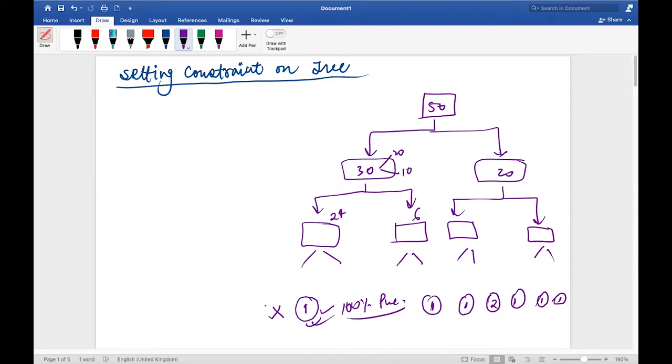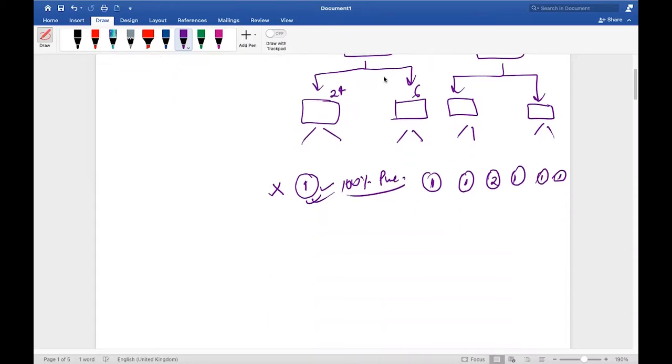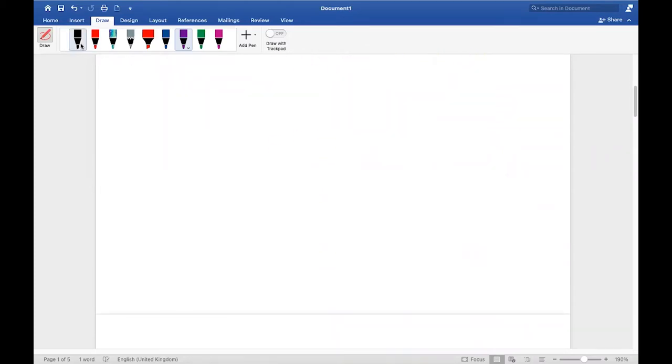There are multiple reasons. One reason I just told. Another reason is this can become very complex, and that is the reason we set constraints on our tree. What are those constraints? We are going to see them one by one. There can be multiple, and that is what we also call hyperparameter tuning. This is one of the few parameters that is regulated by the user or the data scientist in order to make the tree useful for the problem that you are using it for.